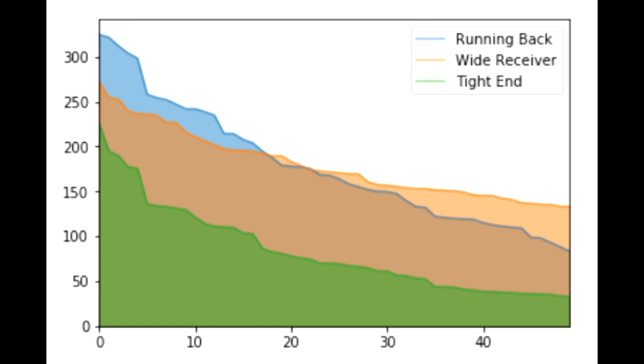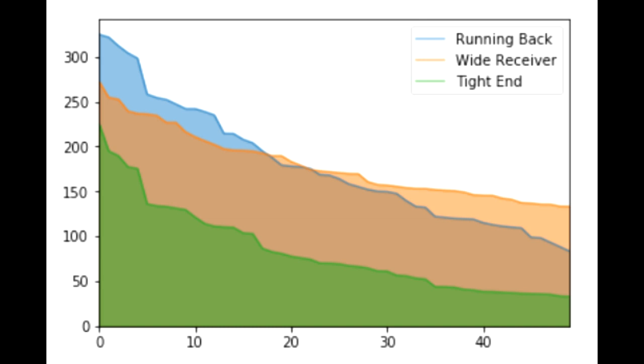The blue area on the graph is running backs, the orange is wide receiver, and the green is tight end. And there are a few key takeaways from this. The first is the distinction between running back and wide receiver. All of the running backs outproduce their respective wide receiver in expected points until you make it to running back 20. Then the reverse is true.